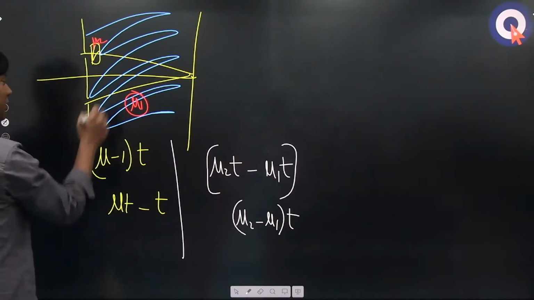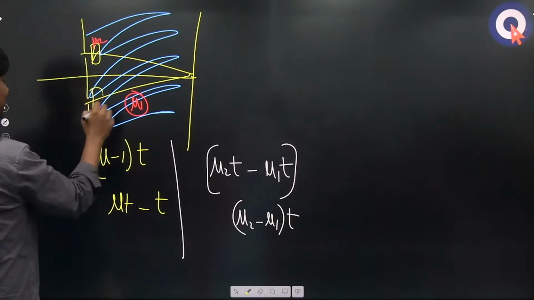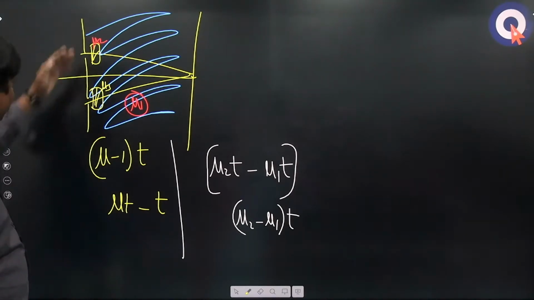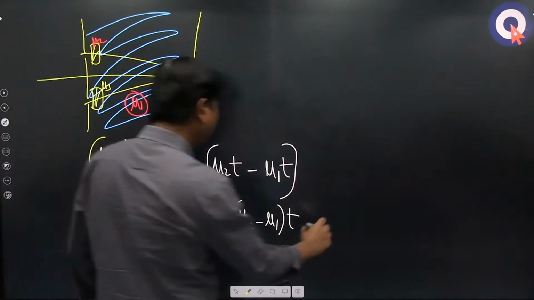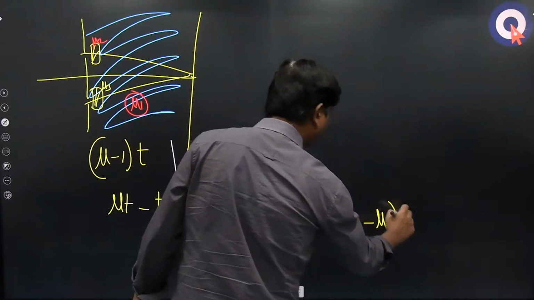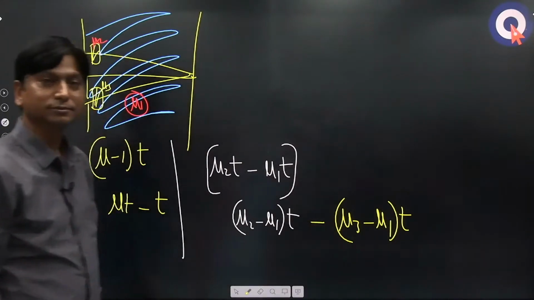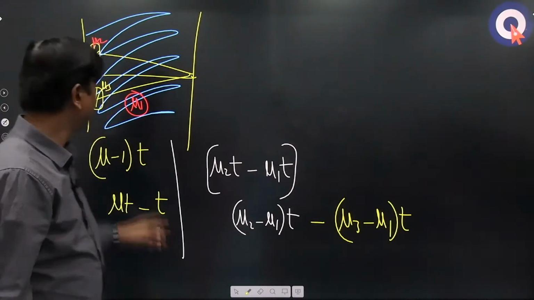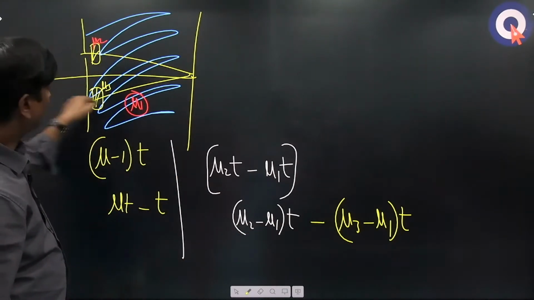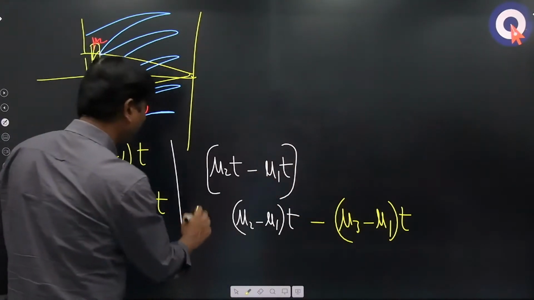Suppose you take the lower one also, some nu 3, okay, then for this also you will write the same expression. So which expression? Nu 3 minus nu 1 into t. Both you have to subtract. Right or not? So if this was not there, only between these two you will get this much. This was there and this was not there, only between these two you will get this one. Both of them are there. Yes, this will be the net path difference.